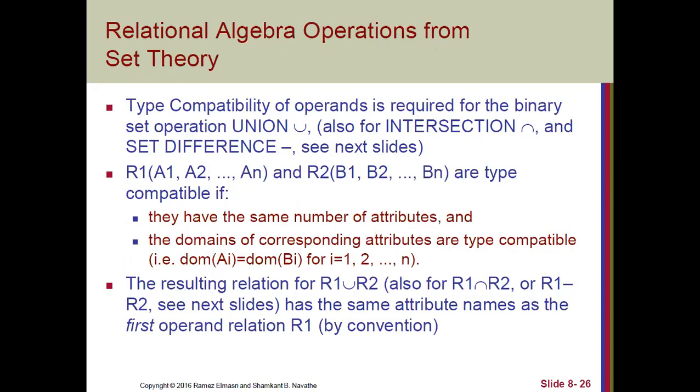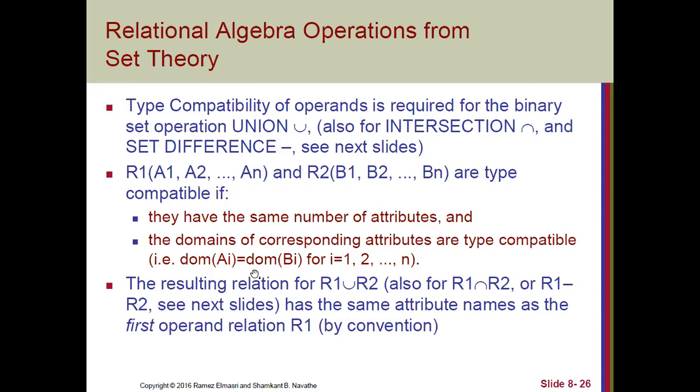Type compatibility of operands is required for the binary set operation union, and also for intersection and difference. Let's assume R1 is a relation having attributes A1 to AN, and R2 is another relation having attributes B1 to BN. They are type compatible if they have the same number of attributes, and the domains of corresponding attributes are type compatible. Domain refers to the range, or the type of values, an attribute can hold. That is, domain of Ai is equal to domain of Bi.